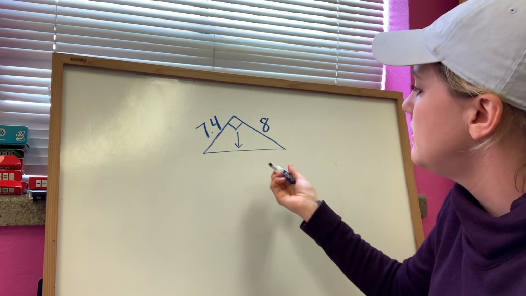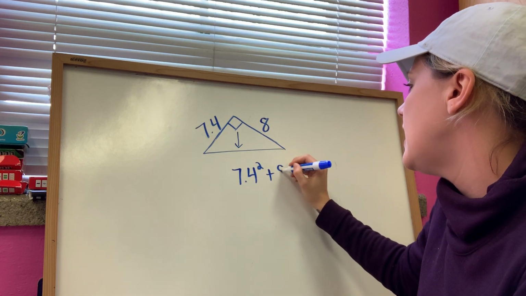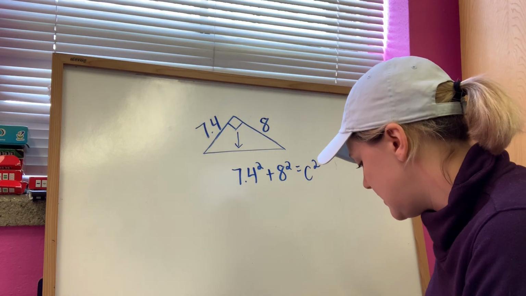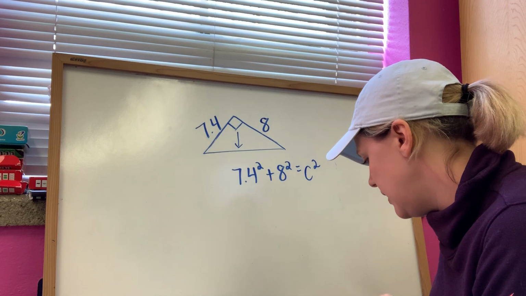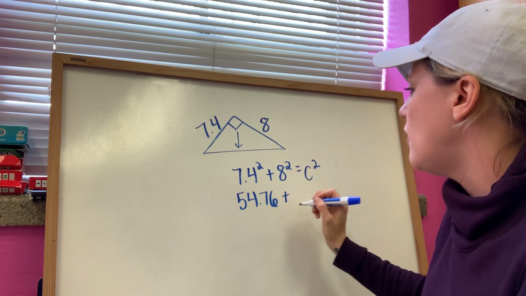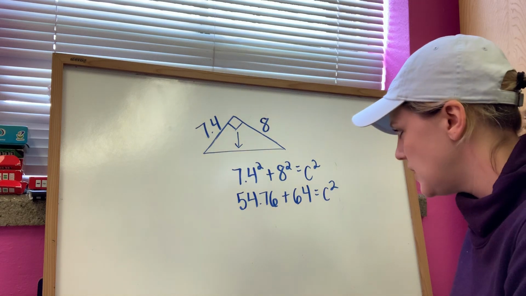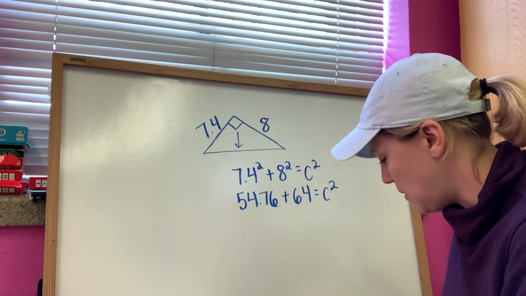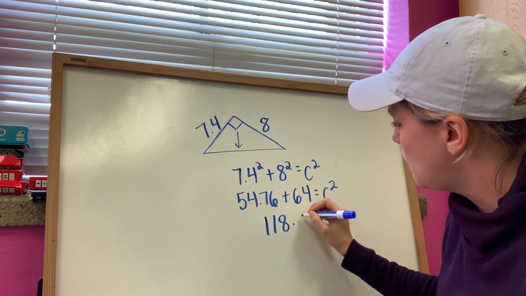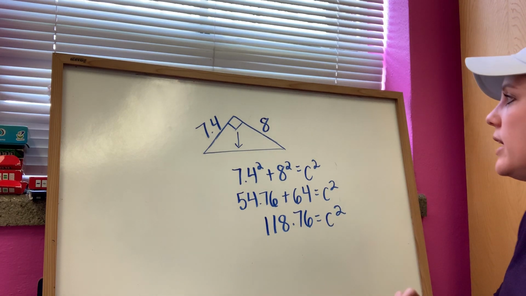Okay, so what I would have done is gone 7.4 squared plus 8 squared equals c squared. We don't know what that c is. And then 7.4 squared is 54.76. And I know 8 squared is 64. And that is going to tell us what c squared is. So I'm going to take 54.76 plus 64, and I get 118.76 equals c squared.